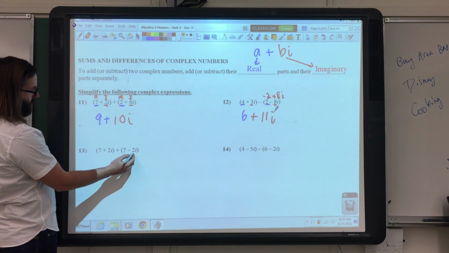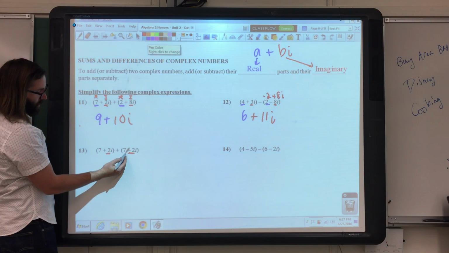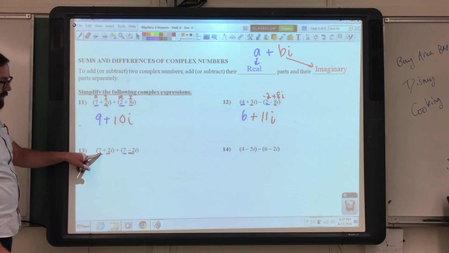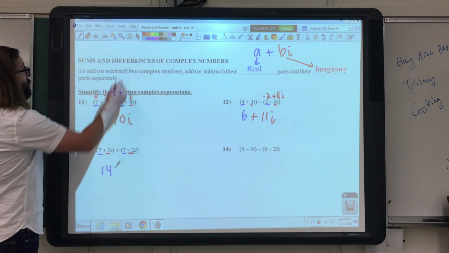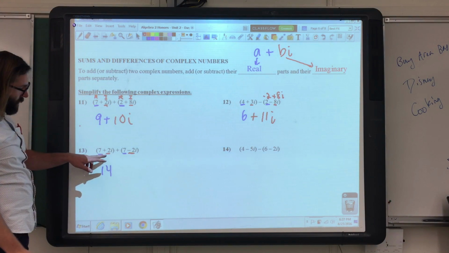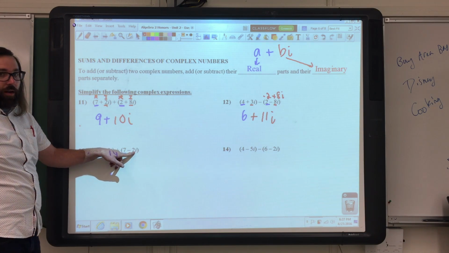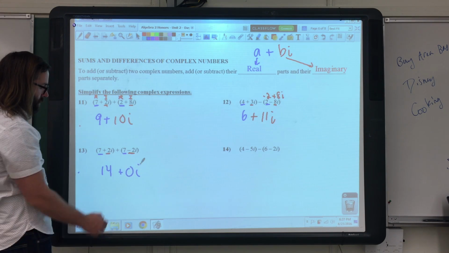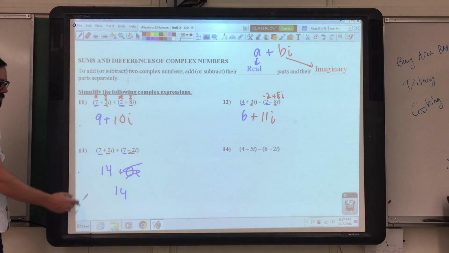Over here we have our imaginary part. This is this -2 and this +2. Real part, 7 and 7. So what is 7 plus 7? That'll give you 14. Our imaginary part, 2i plus a -2i, that would technically be 0i, so your answer would just be 14.